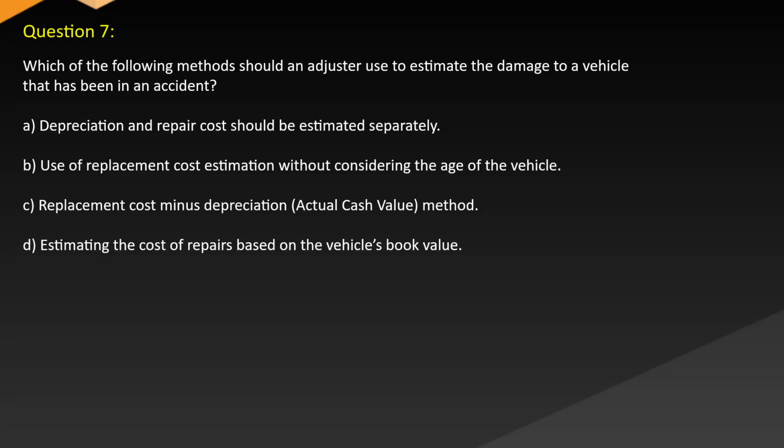Question 7. Which of the following methods should an adjuster use to estimate the damage to a vehicle that has been in an accident? A. Depreciation and repair costs should be estimated separately. B. Use of replacement cost estimation without considering the age of the vehicle. C. Replacement cost minus depreciation actual cash value method. D. Estimating the cost of repairs based on the vehicle's book value.